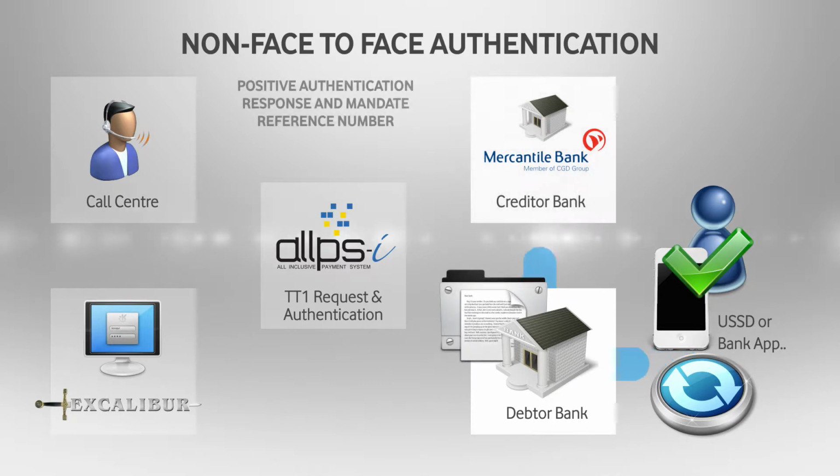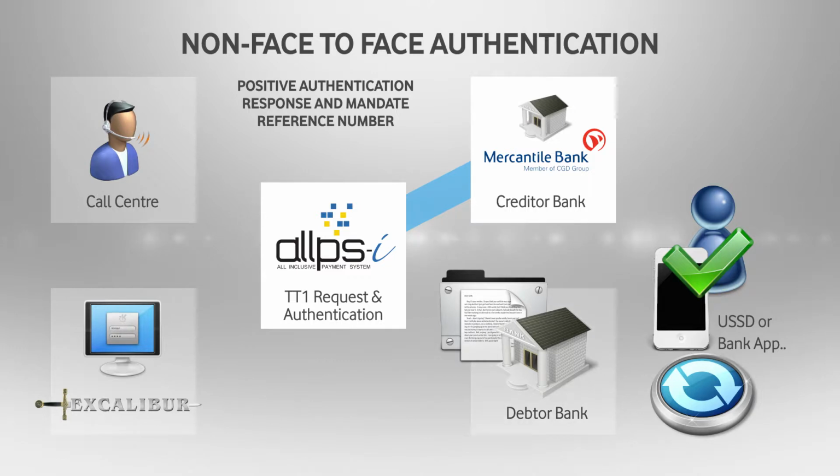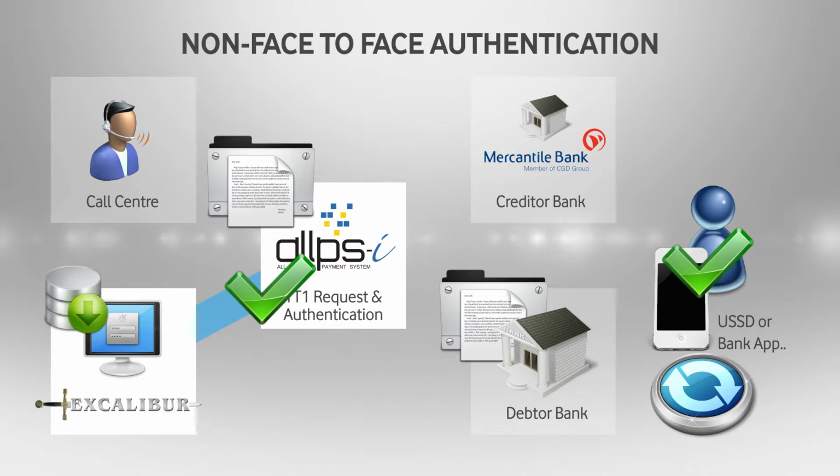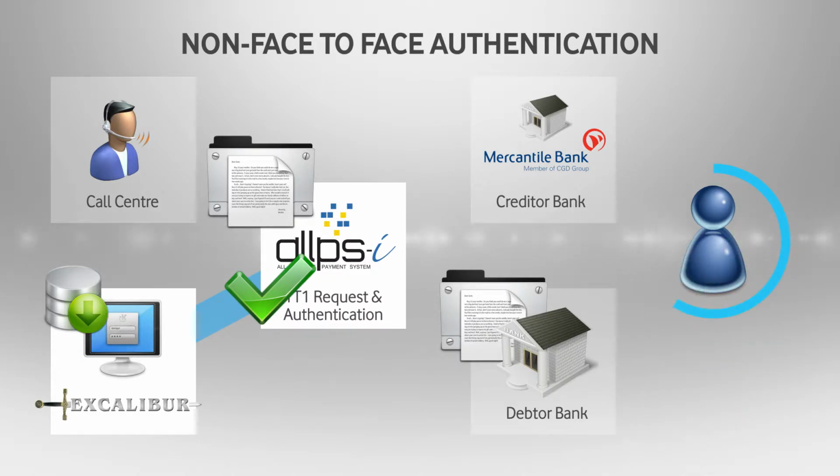Following that, the positive authentication response and mandate reference number will be forwarded to Mercantile Bank and then to ALPS, where it will be recorded in the ALPS mandate register. The Excalibur database will be updated accordingly for our clients making use of the real-time web services integration between ALPS and Excalibur. ALPS will mark the payment instruction as authenticated and no further action will be required from our clients with regards to the scheduling, extracting, and submission of payment instructions to the debtor banks.